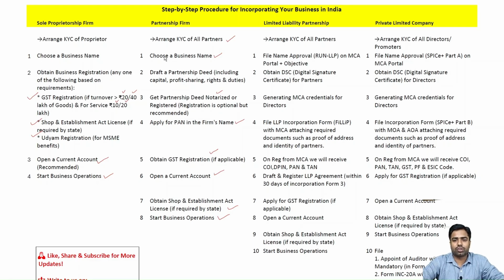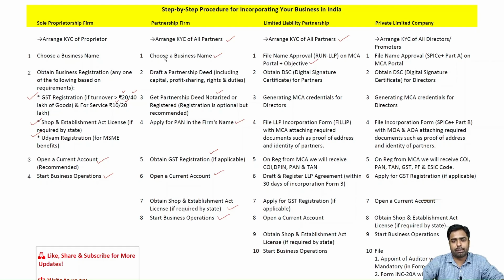Okay, now let's talk about LLP. The process of LLP will be like this. You have to arrange all the KYC of all partners. Then, as you know, in LLP cases we have to apply for a name approval. So file the name approval application on MCA along with the objectives. What will be the objectives? What you are forming the LLP, the limited liability partnership firm, for, and what business it is going to carry out. You have to mention that in the objectives.